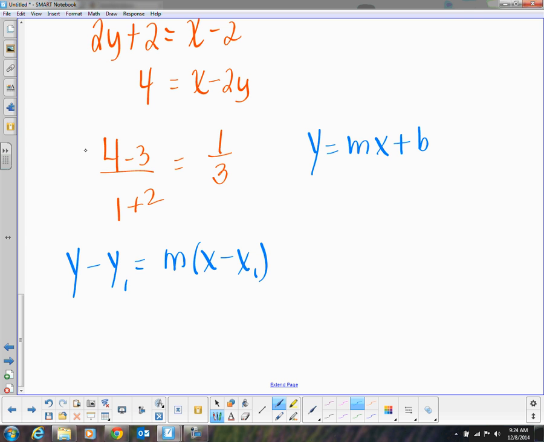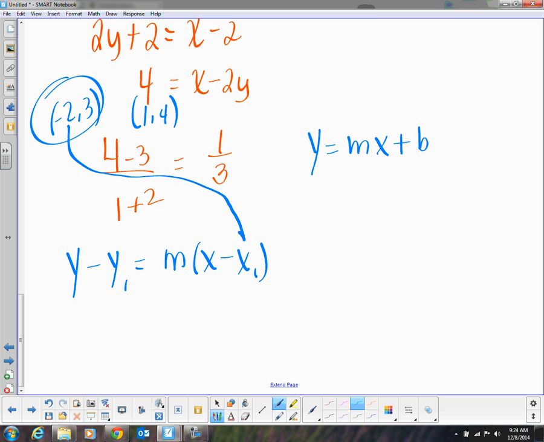You have two ordered pairs. You've got -2, 3, and you've got 1, 4. Notice in this one, I don't need a y-intercept. I just need an ordered pair. Which one do you want to use? The first one. So that x goes over there. This y goes here, and that slope goes there. So you're going to have y minus 3 equals 1/3 times x minus a minus 2.